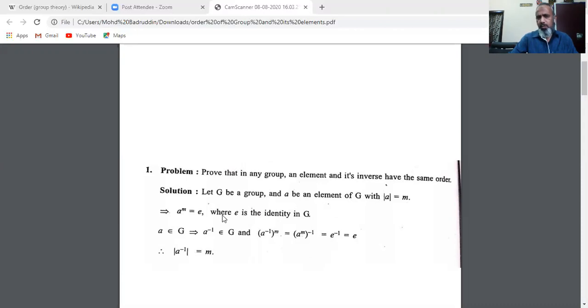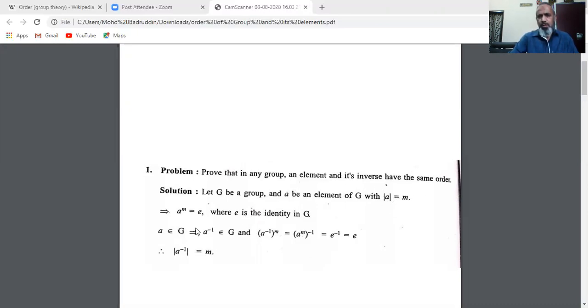So what do we have to prove? We have to prove that, if the inverse of a is a inverse, then the order of a inverse is also equal to m. We have to prove this. Then it shows that the element and its inverse have the same order.